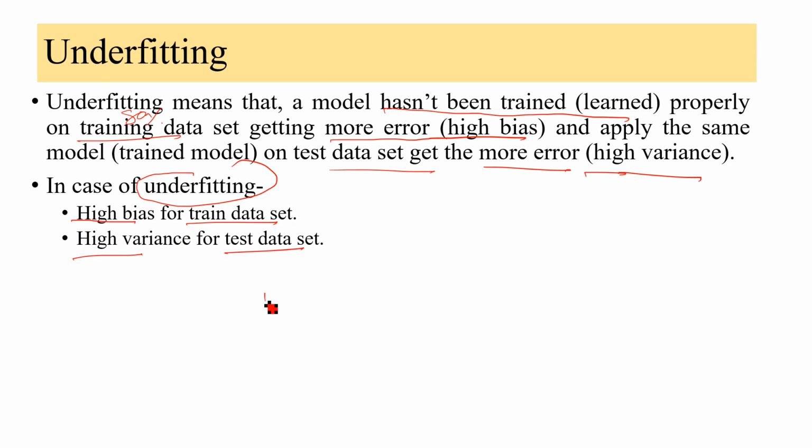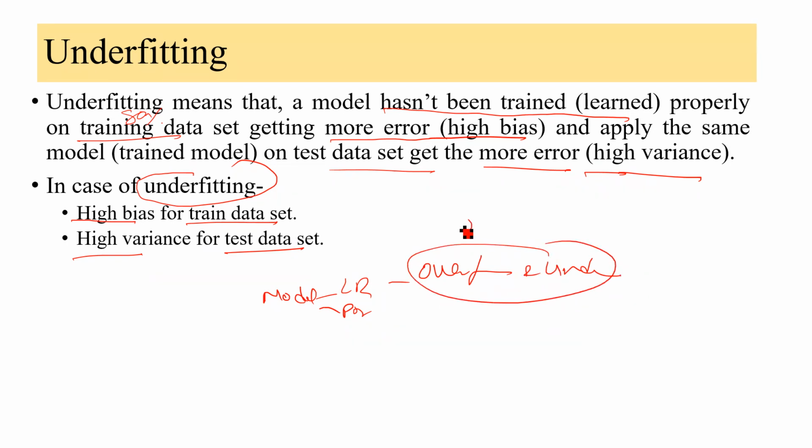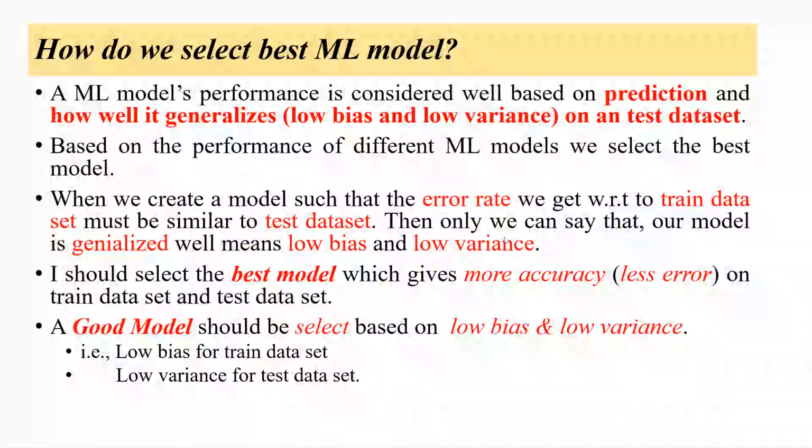So when overfitting or underfitting happens, either in linear regression or polynomial regression, those models are bad models. We can't choose these models as the best fit model. So what do we have to do? How to select the best model? How can you choose the best machine learning model?